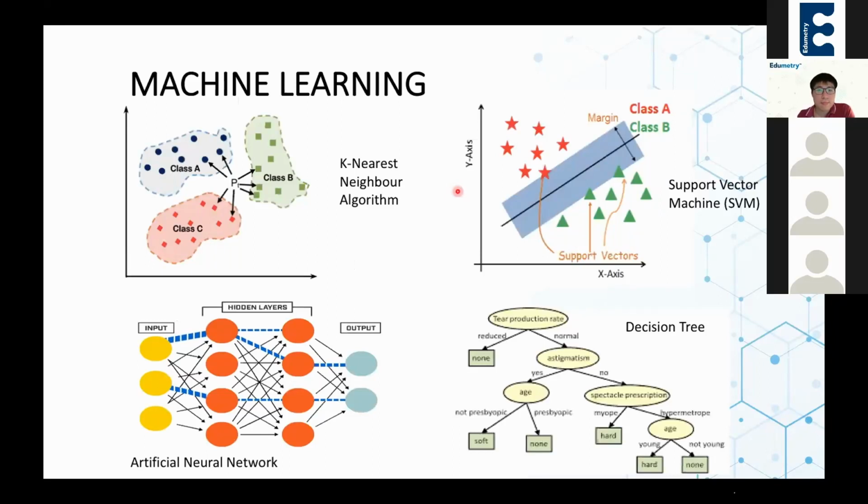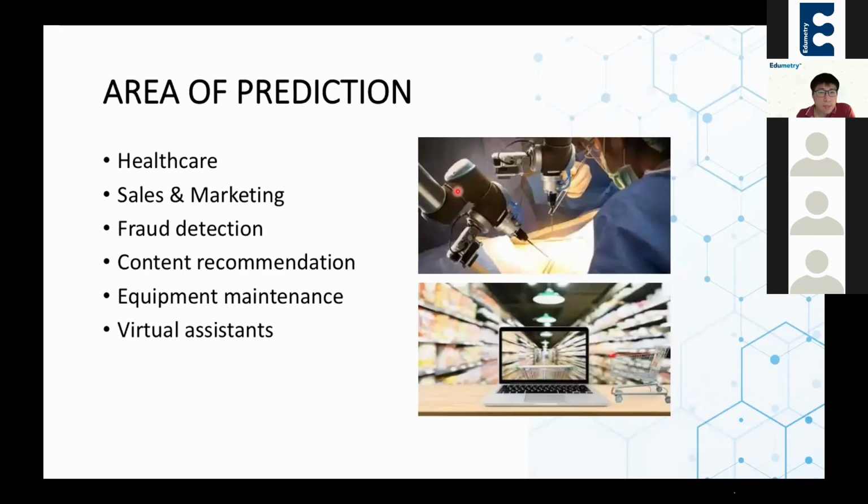Okay, now let us look at machine learning. Just now, as I mentioned, healthcare, sales and marketing, banking, e-commerce, aircraft maintenance, or virtual assistants, they are using artificial intelligence technology to help them accomplish their tasks. But how can all these smart machines act so smart or intelligent?